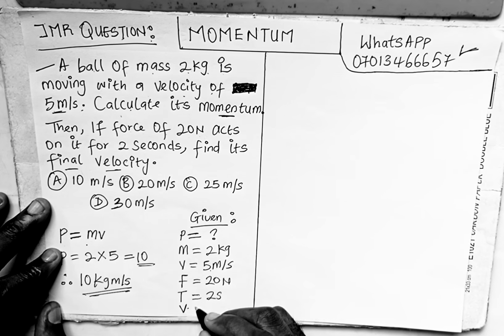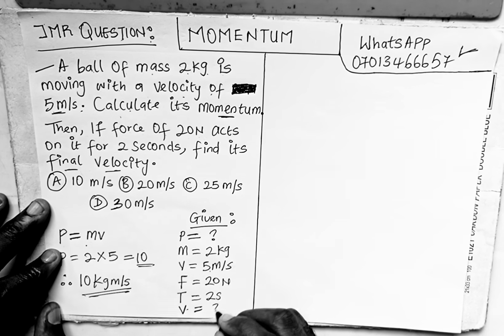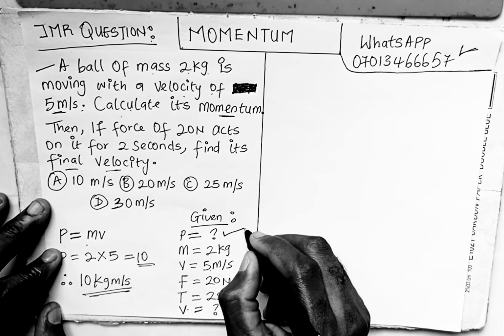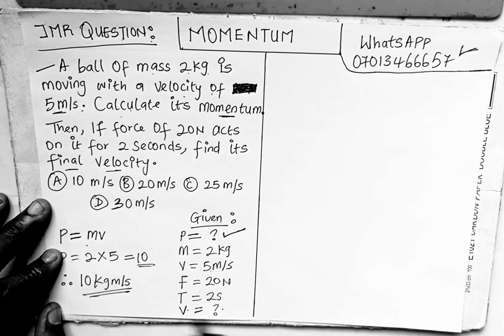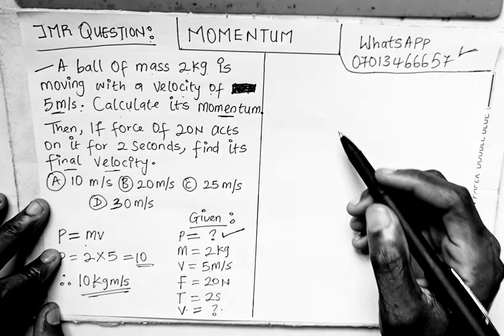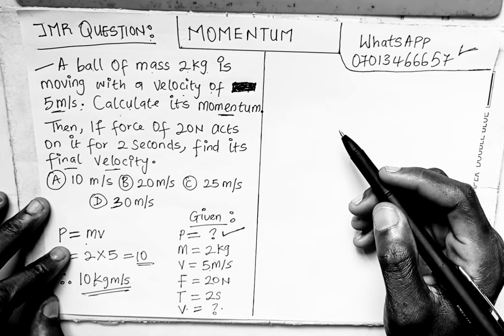Or VF, anyhow, we'll put down V, okay? V is the what? Final velocity, question mark. We have found this one. Final velocity is left, and that's the final answer to this question, all right? So what are we going to do? What formula are we going to use?